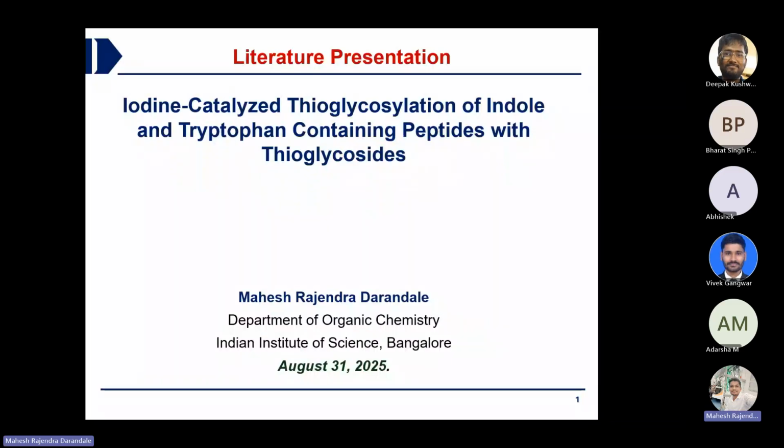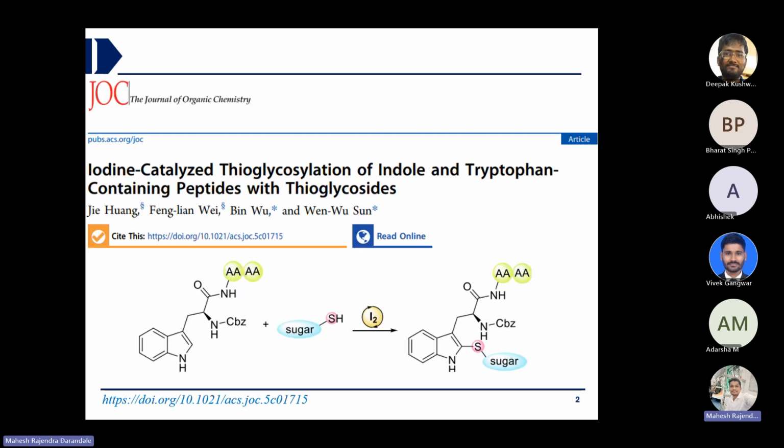Good morning, everyone. So today I will present iodine-catalyzed thioglycosylation of indole and tryptophan-containing peptides with thioglycosides. In this case, they have used tryptophan-containing peptides and tryptophan with different types of thioglycosides.